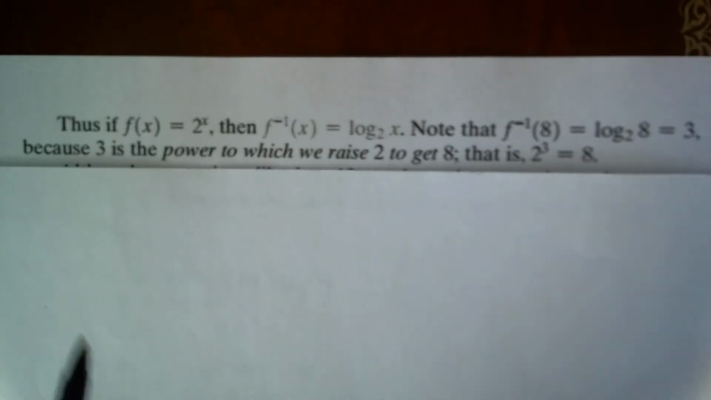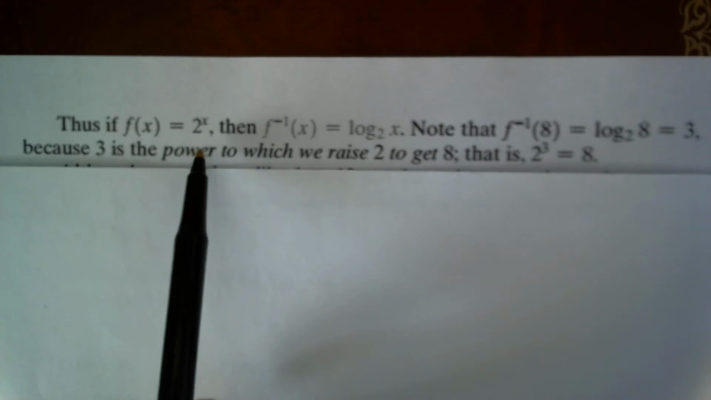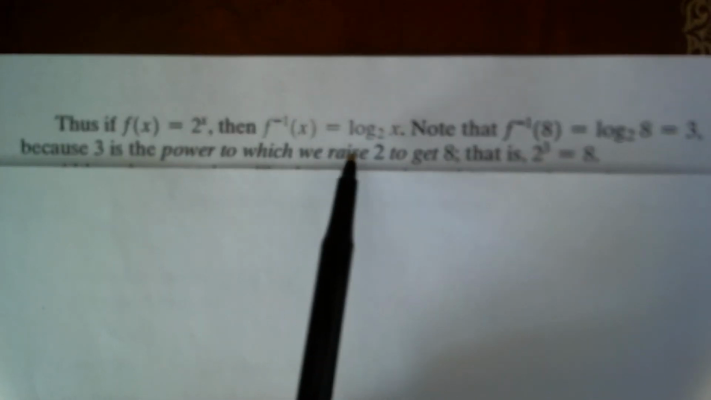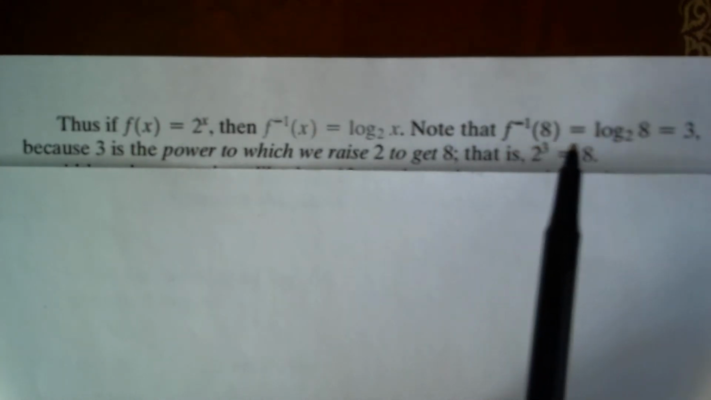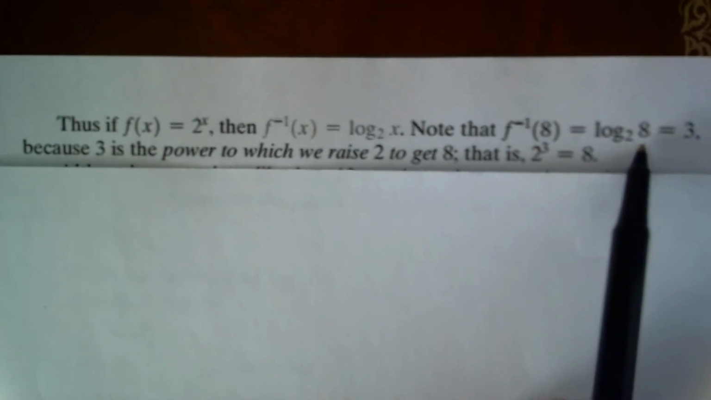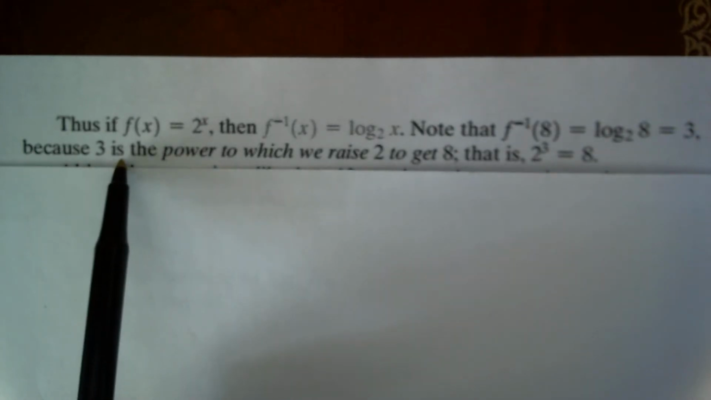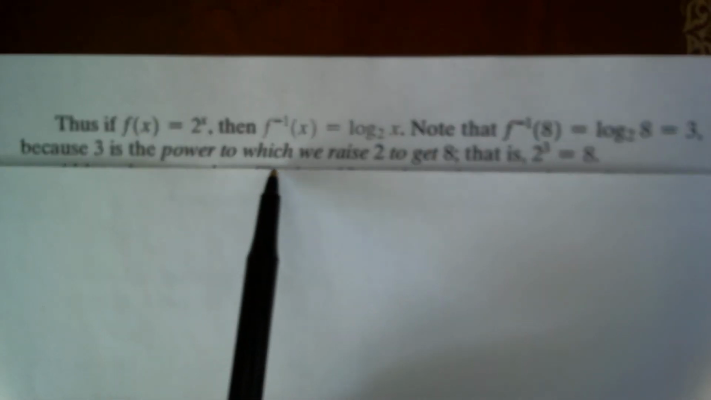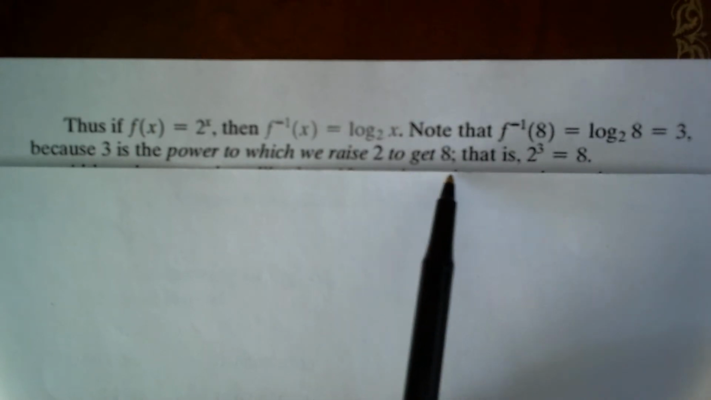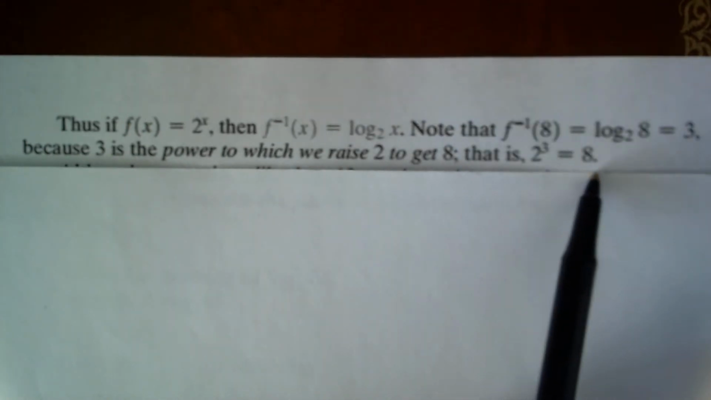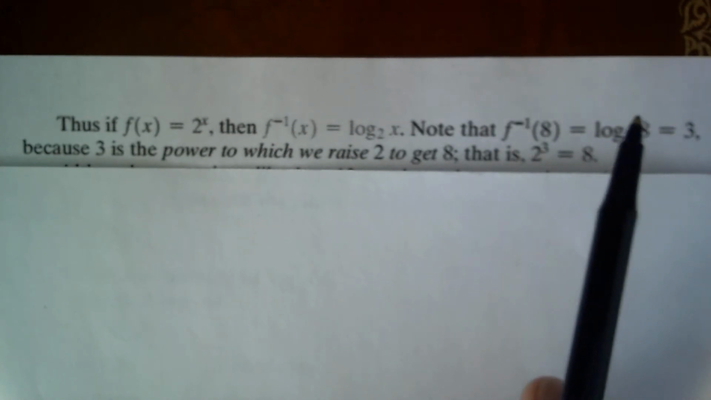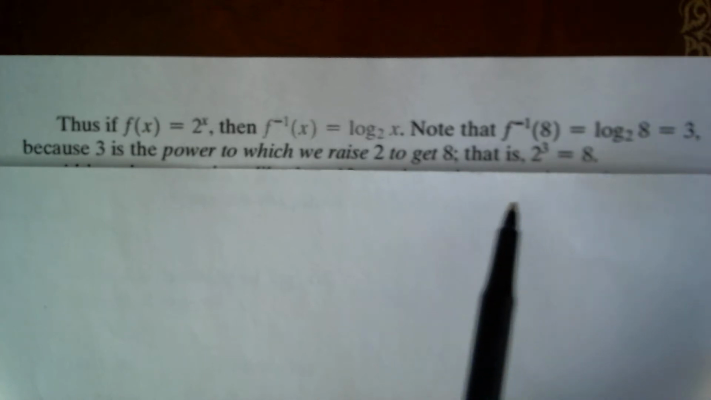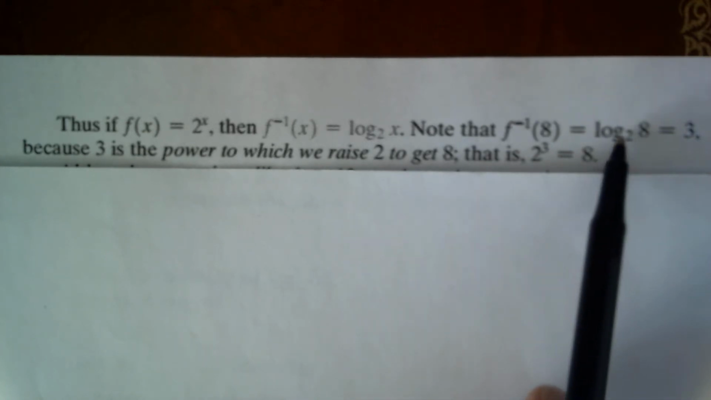So here are more details. If f of x equals 2 to the x, then f inverse of x is the log base 2 of x. Notice that f inverse of 8 is log base 2 of 8, and that's equal to 3, because 3 is the power to which we raise 2 to get 8. In other words, 2 to the third equals 8. So again, remember the logarithm is really an exponent to the base. In this case, the base is 2.